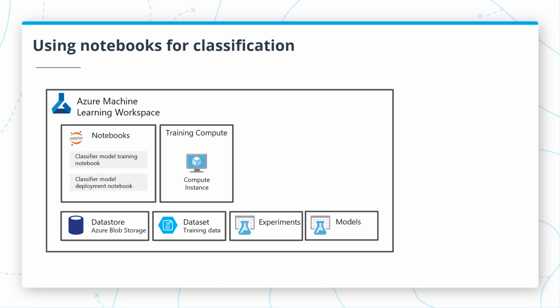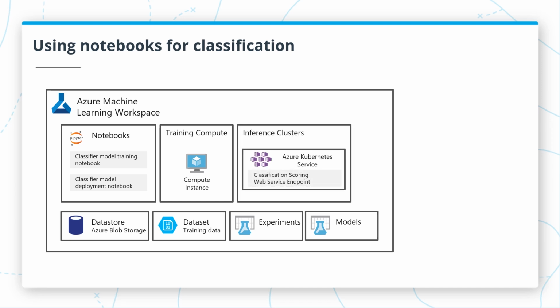A new notebook is used to deploy the model as a web service running in Azure Kubernetes Service. This deployment notebook defines the web service logic that retrieves the model from the model registry, loads the model into memory, and uses the loaded model for inferencing against every request for classification.